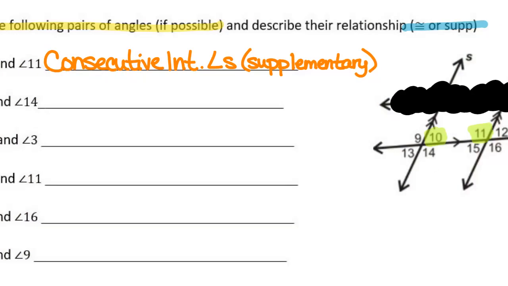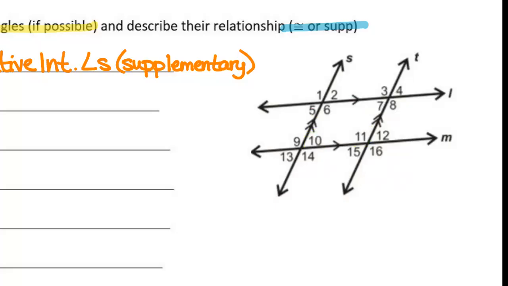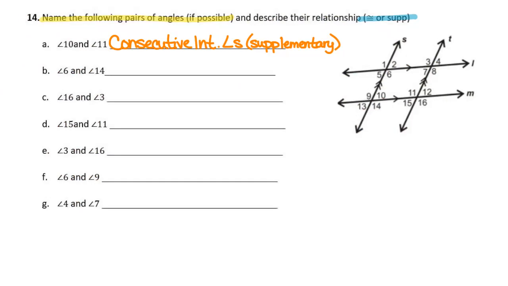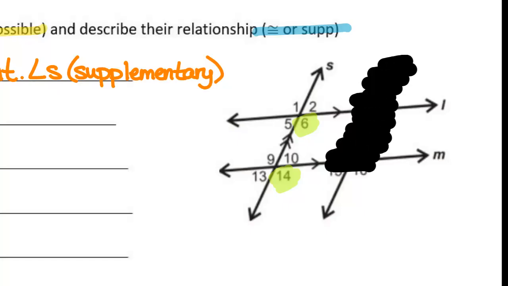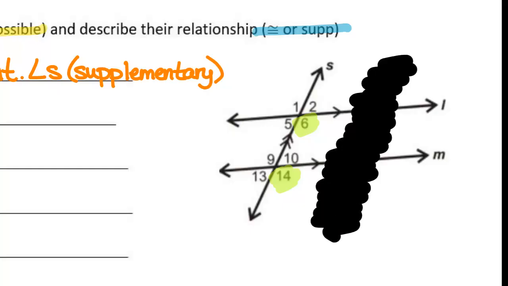All right, let's do the next angle pair. This time we're looking at angles 6 and 14. 6 is right here. 14 is right here. They both touch S, yes. So I can scratch out T. I don't need to look at this one at all. They both touch S. L and M are my parallel lines.